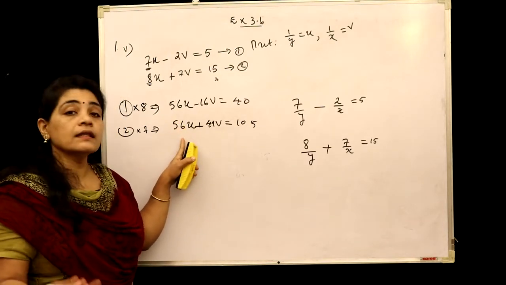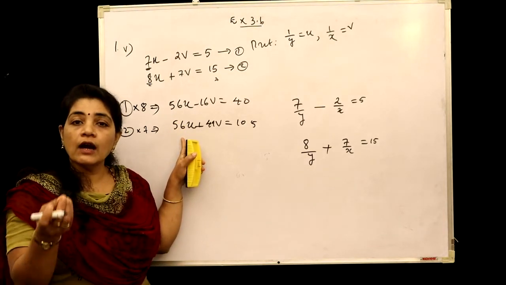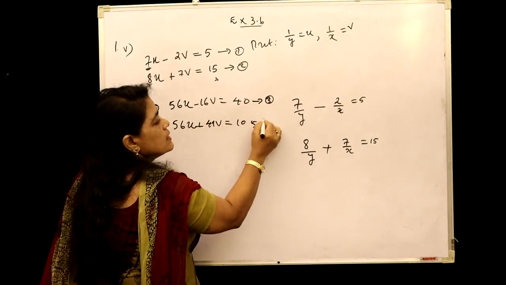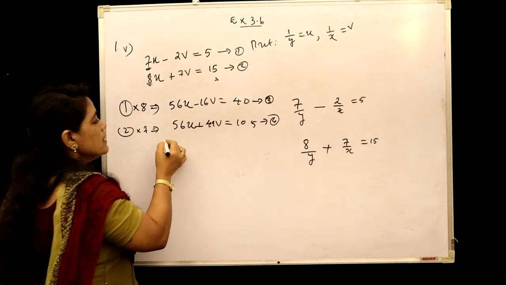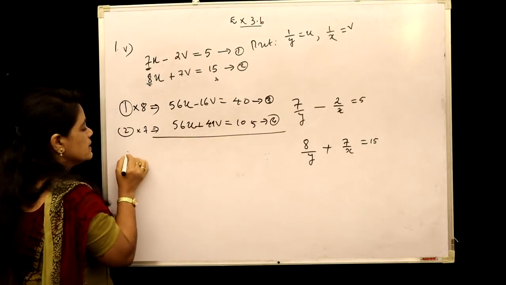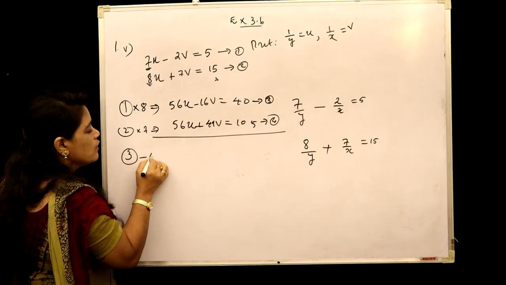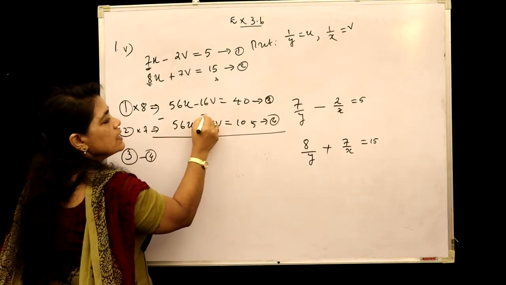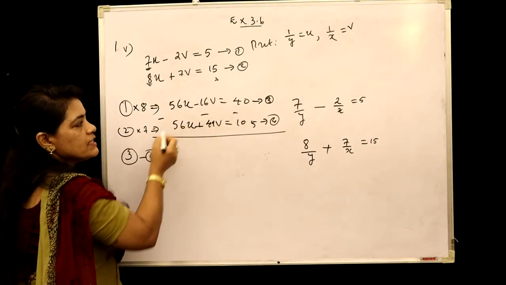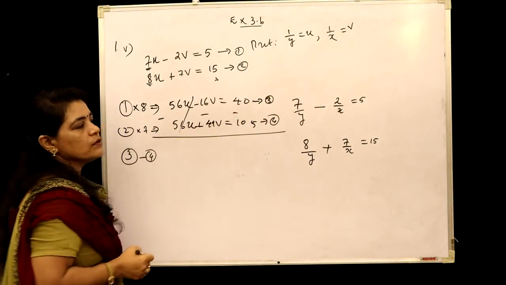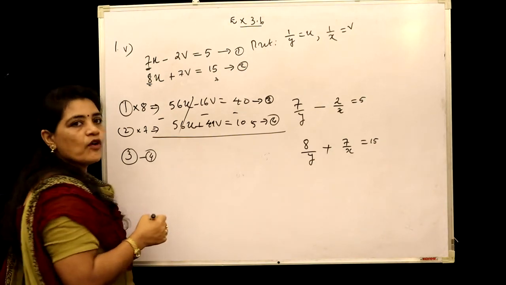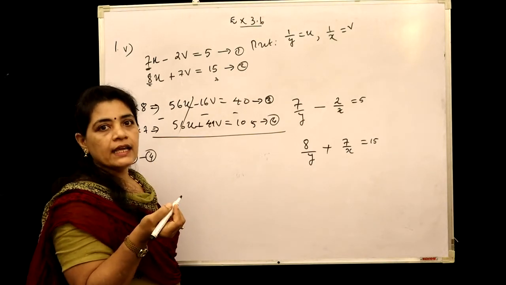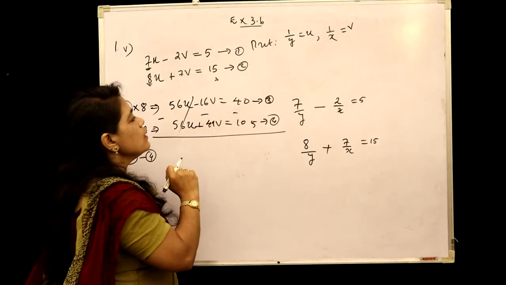But here the sign is the same, so we have to subtract. Let this be equation number 3 and this be equation number 4. In the next step we are subtracting equation 4 from equation 3, so by sign changing, 56u and minus 56u get cancelled. 16 and 49 both are negative after changing the sign, so add them and give the negative sign.